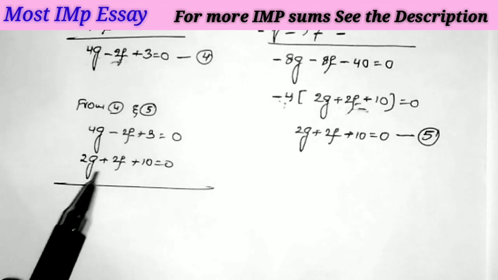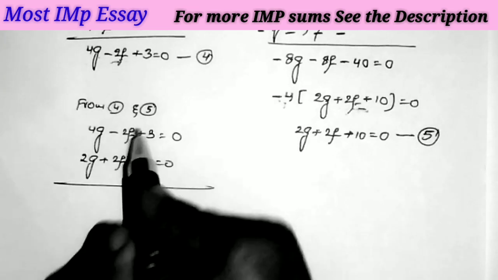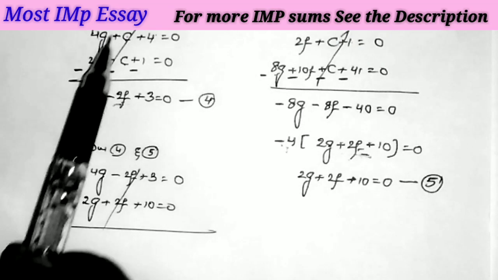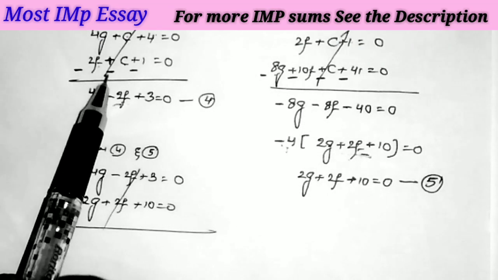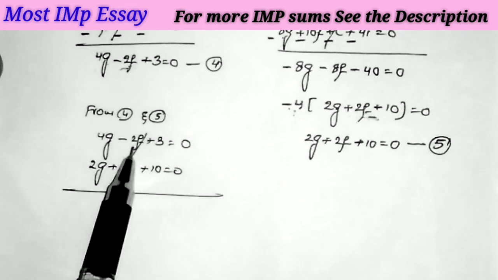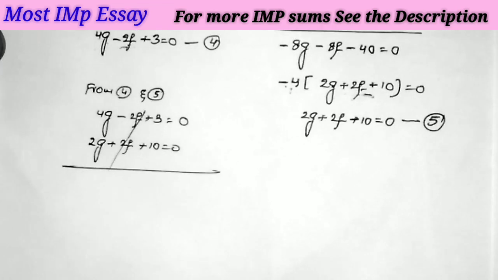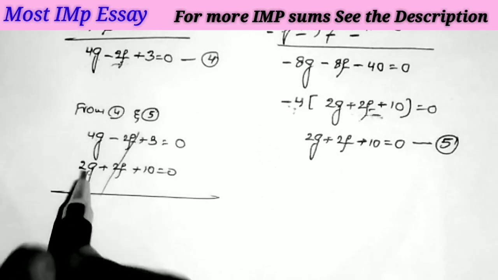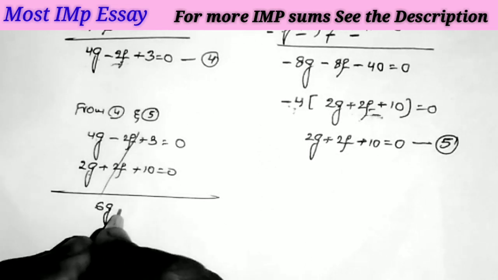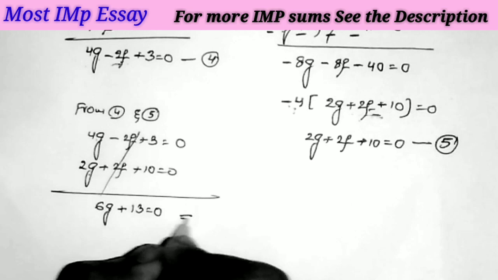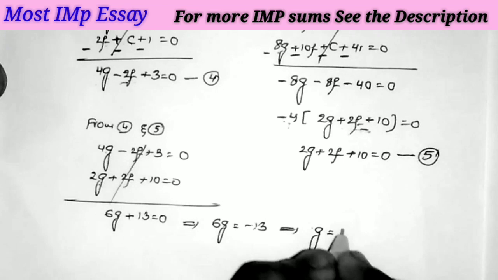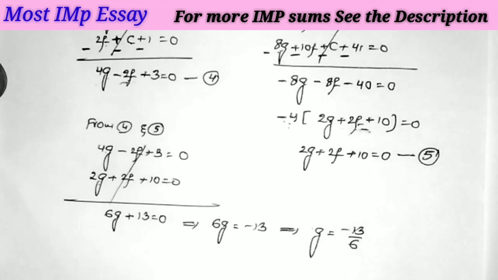So here, see here, minus 2f plus 2f means there is no need to change the signs. Look here, plus c, both are same, both are plus sign. So here we change the sign. But here minus 2f plus 2f, both are opposite signs. These fundamentals are very important to solve the question and to get the answer. All of you learn carefully these fundamentals. Now adding the remaining terms, 4g plus 2g, 6g, and 3 plus 10, 13 is equal to 0. That is 6g is equal to minus 13. Then the value of g is equal to minus 13 by 6. Okay, this is g value.